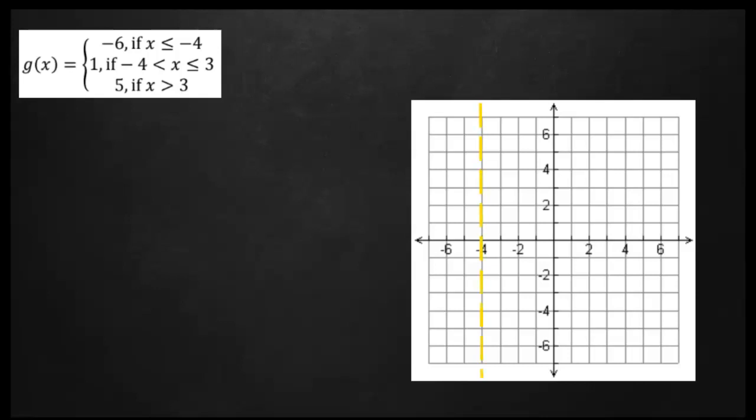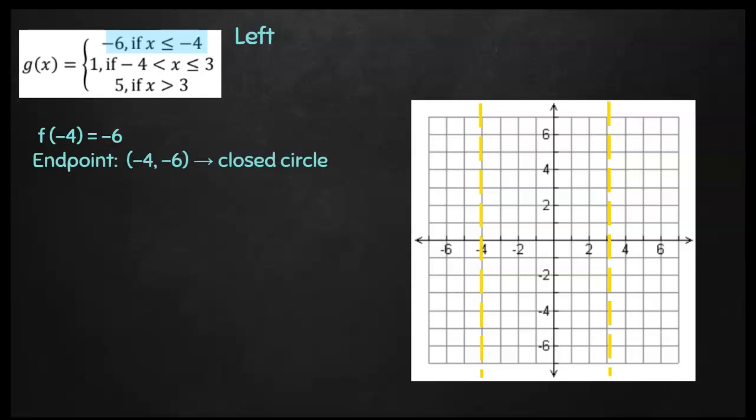So let's see where my function rule changes. It changes at -4, and then it also changes at 3. I'm looking at the first piece, so the left part where x is less than -4. When my x is -4, I do have a y value of -6. So that endpoint will have a closed circle. And because there's no slope, it is that horizontal line. Because it's less than, I'm going towards the left and drawing that line.